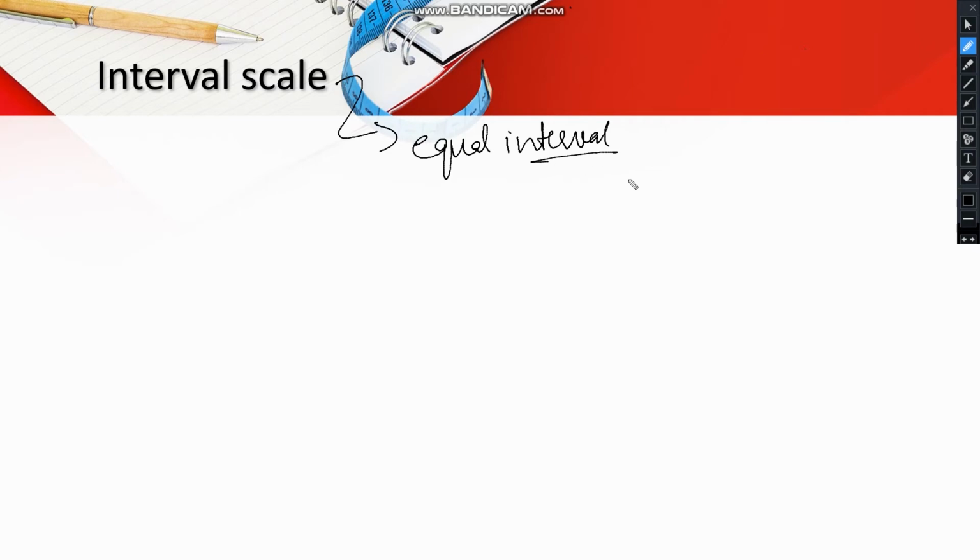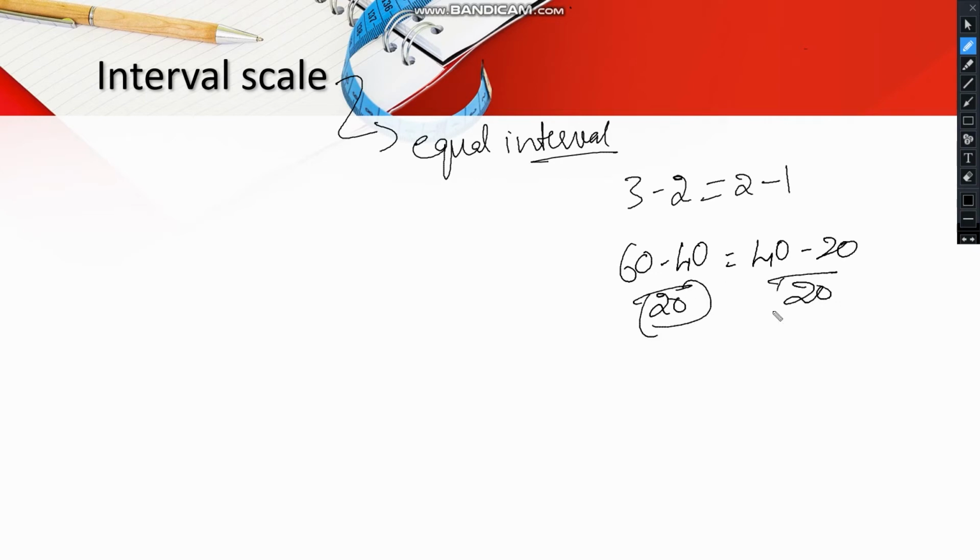That is, here we can say that 3 minus 2 is equal to 2 minus 1, or 60 minus 40 is equal to 40 minus 20. Here we have the equal interval of 20 units. Okay, let's explain with example.